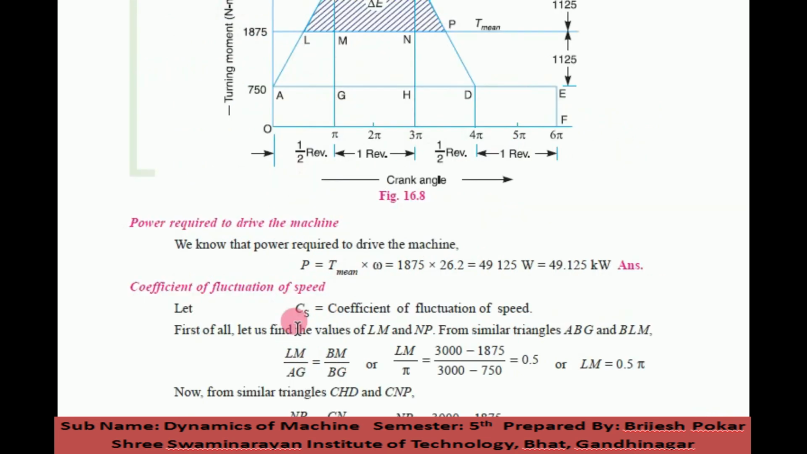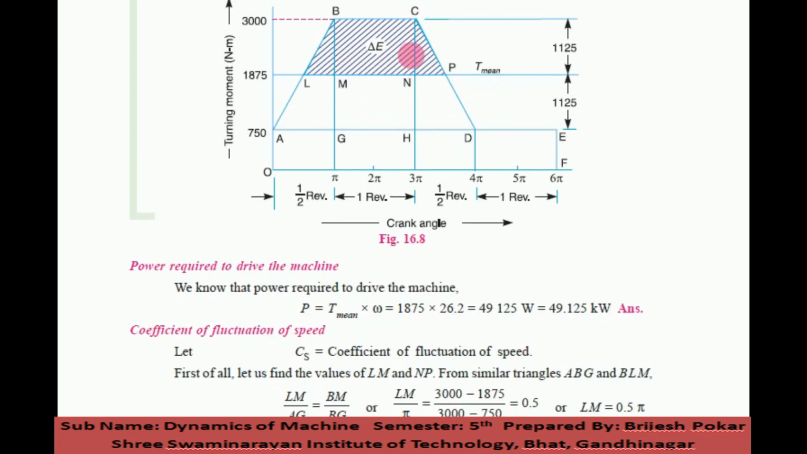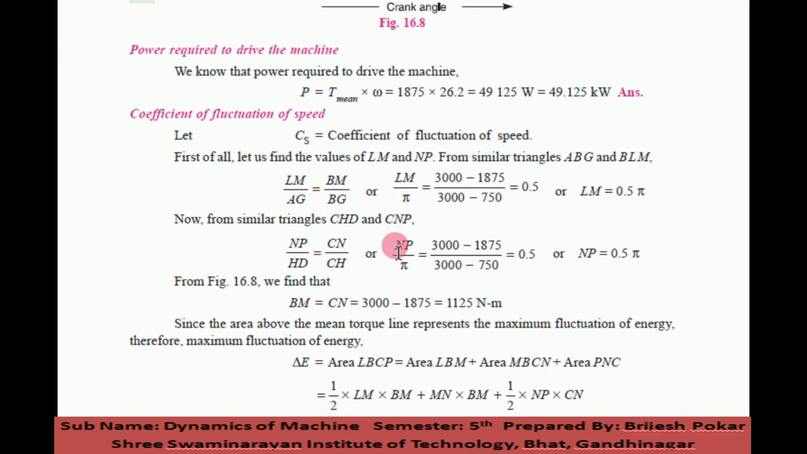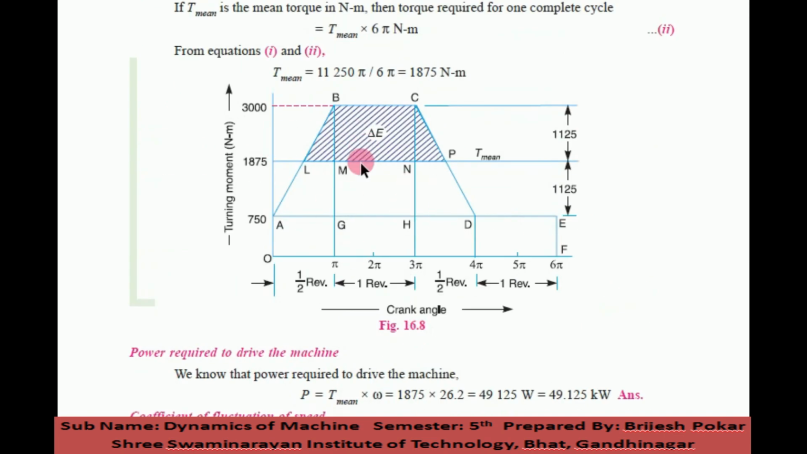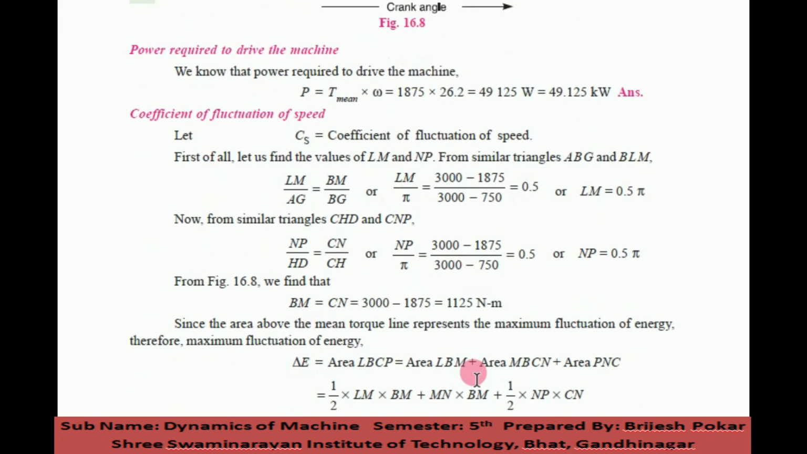So NP upon HD is equal to CN upon CH. Okay, so by this way we can find out NP, that is also the same 0.5 pi, because these are similar things. Okay, if you draw the center line here, then they are similar triangles, so the answer will be similar.